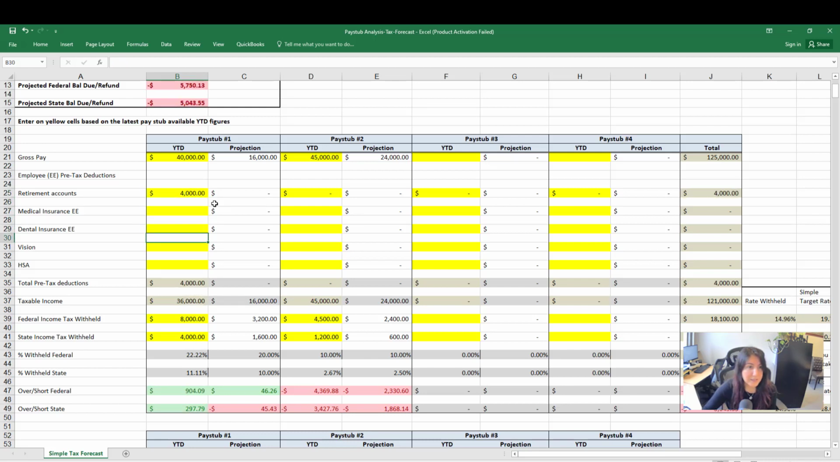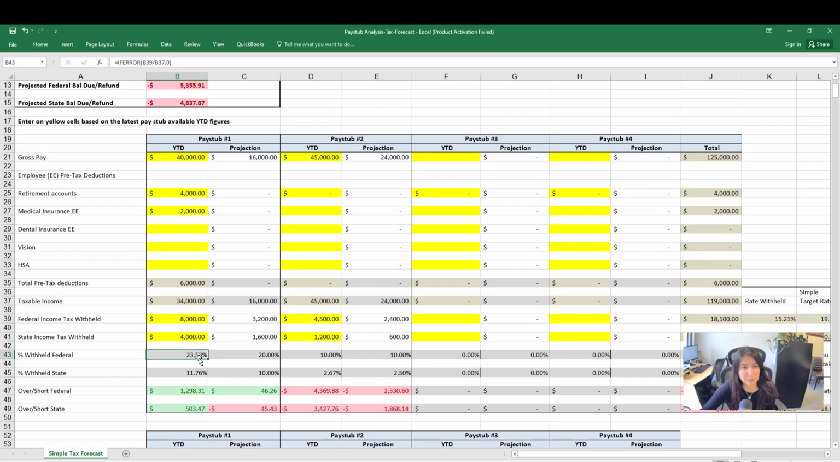Just putting some numbers here. And let's say he has a medical insurance plan that costs him around $200 per pay period, and let's just say he's paid so far $2,000 for the year, just to fill in some numbers so you guys can see. So that brings this client's taxable income down to $34,000, and he has had $8,000 withheld year to date for the federal and $4,000 year to date for the state.